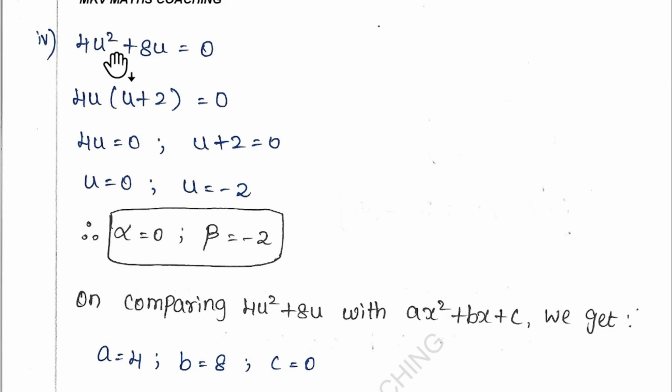Let's begin with the fourth problem. 4u square plus 8u equals 0. You can see both are multiples of 4 and both have u in common. You take 4u common here, so u plus 2 is the remaining.